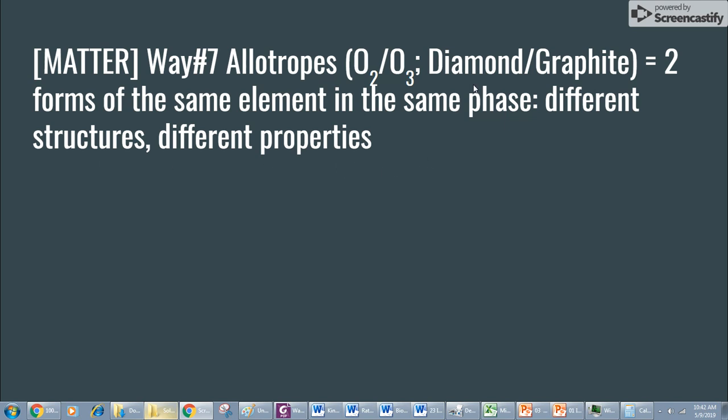Another example that the Regents likes to use is diamond and graphite. Both are made of elemental carbon, but they have different structures. As a result, diamond, because of its structure, is a lot harder than graphite. Graphite is what's typically found in pencil lead, and as you know, graphite breaks much more easily than diamond does. Diamond is one of the hardest substances on Earth. So let's look at the problems that deal with this idea.